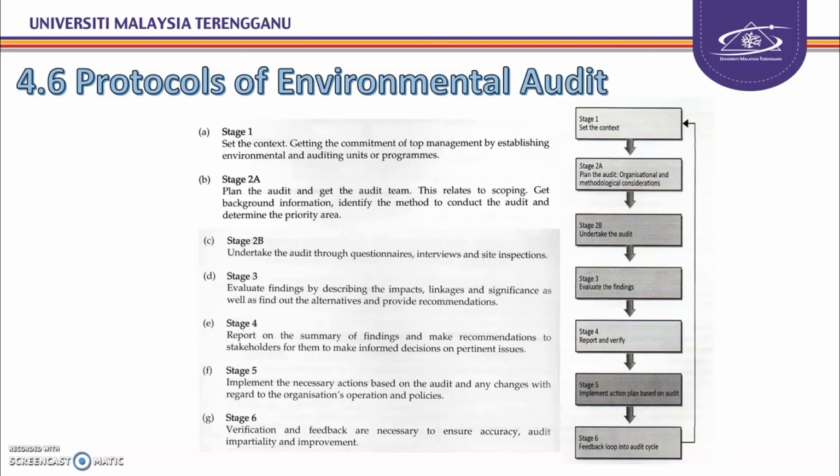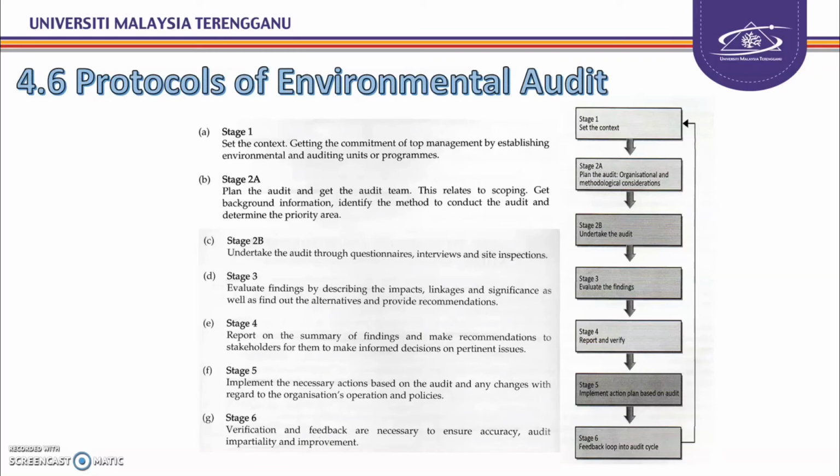Then stage 4, report the summary of findings and make recommendations to stakeholders for them to make informed decisions on pertinent issues. What is a stakeholder? A stakeholder is all the persons related to the specific issue. For example, if you want to conduct an audit in your company, who is your stakeholder? It must be top management, your staff, management staff, admin staff, technical staff, and all related persons. All related persons, we call stakeholders.